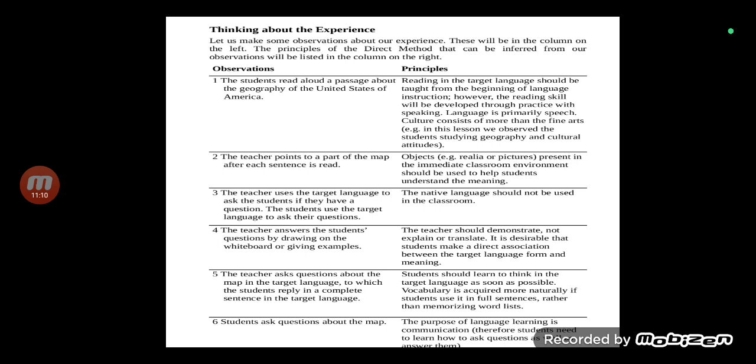So what do we call this principle? The native language shouldn't be used in the classroom.